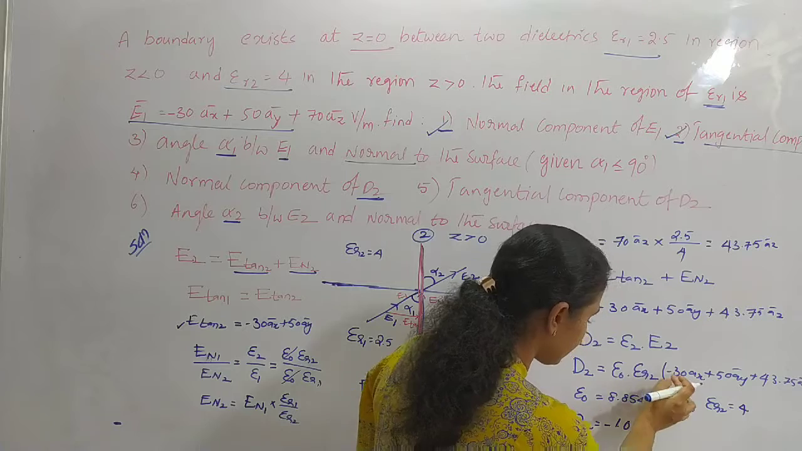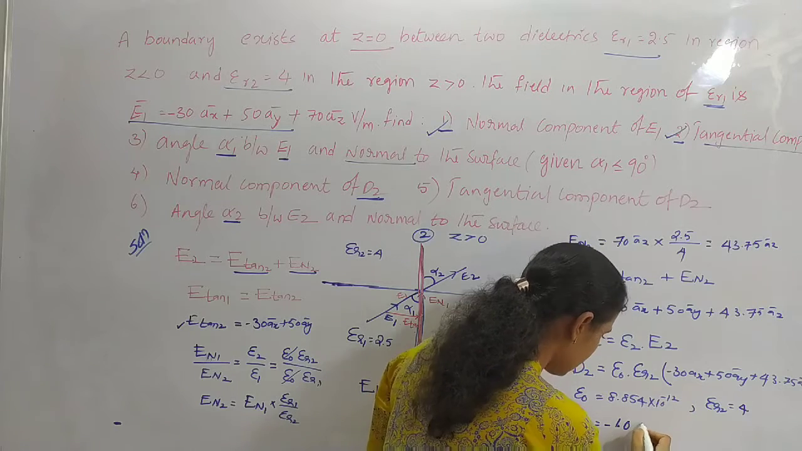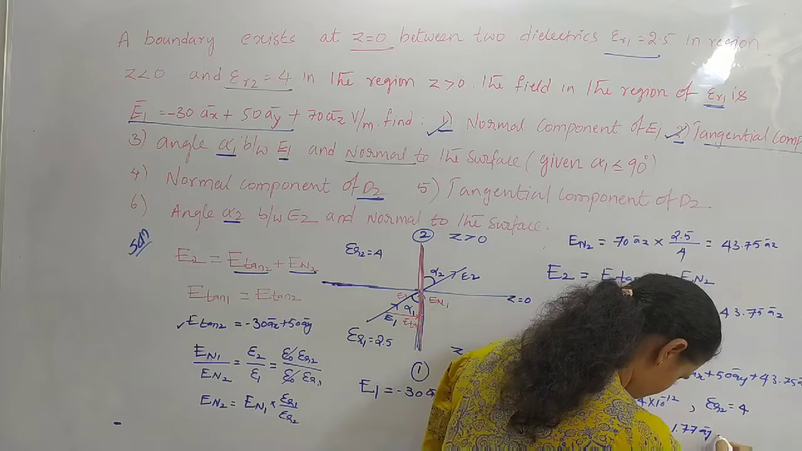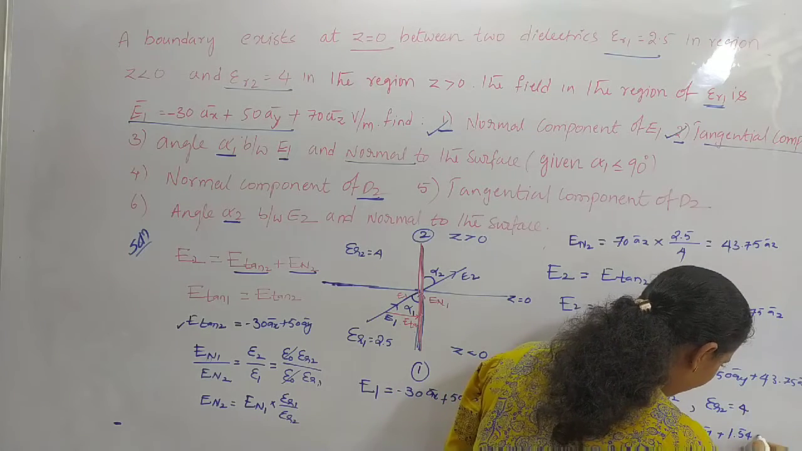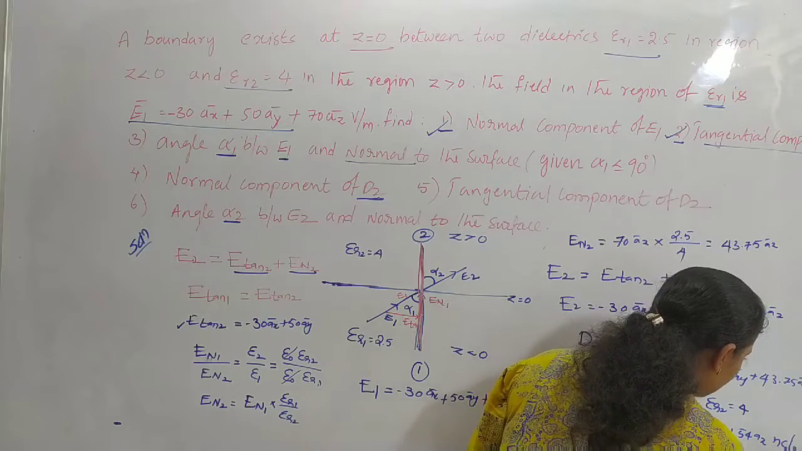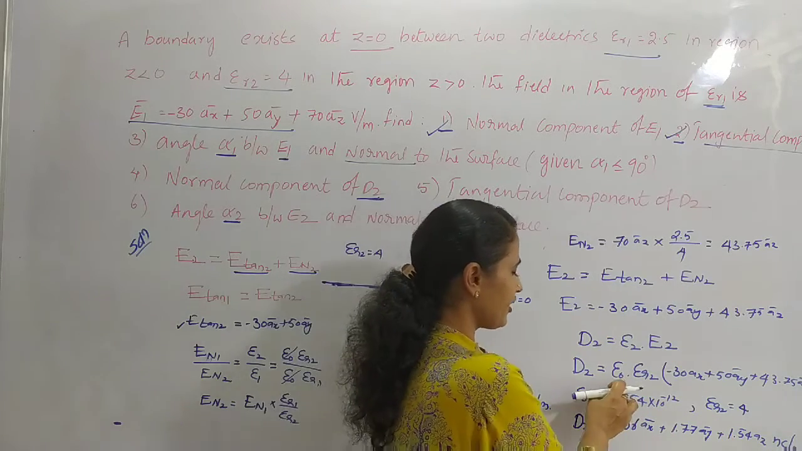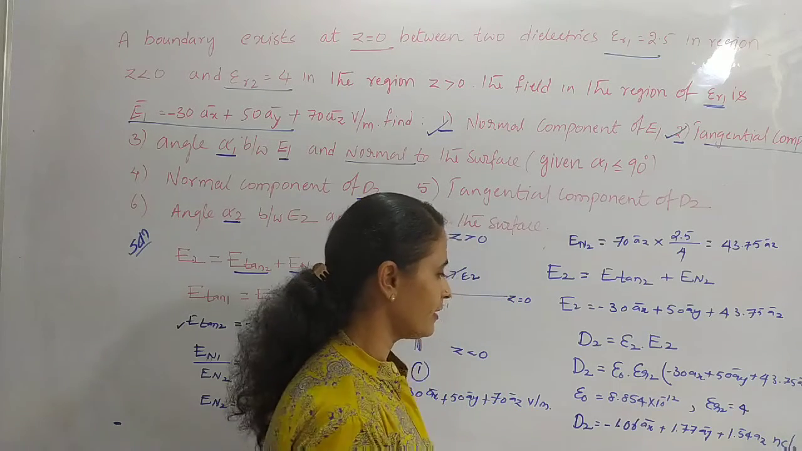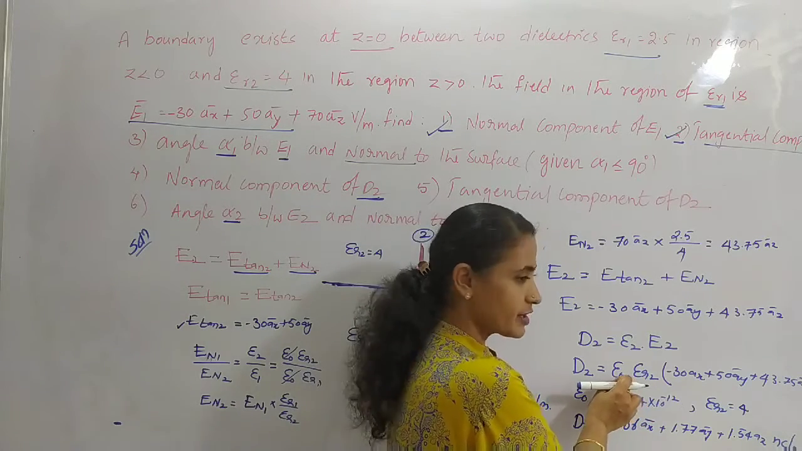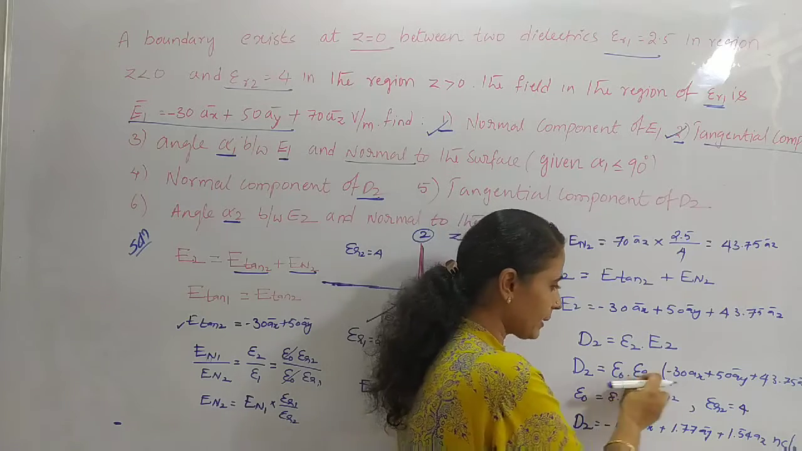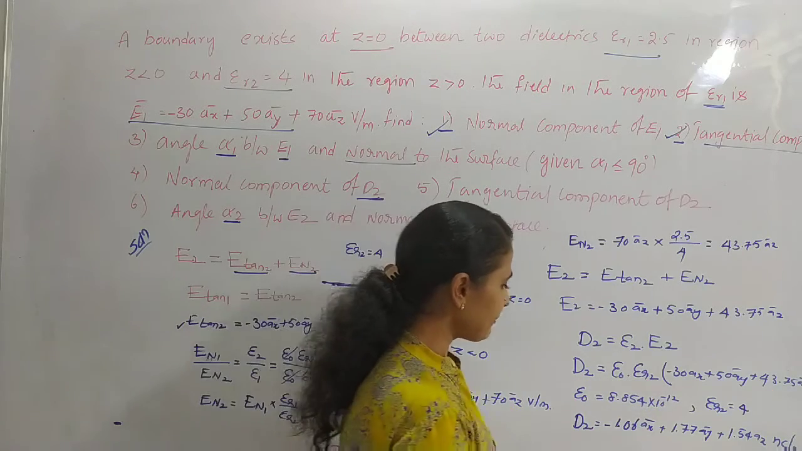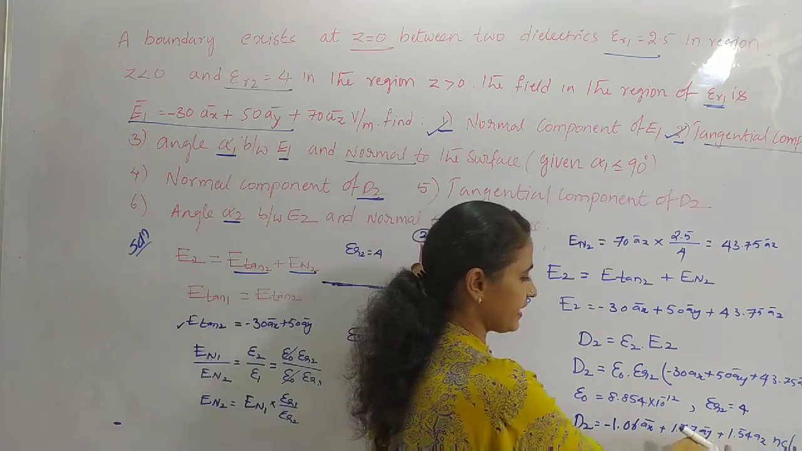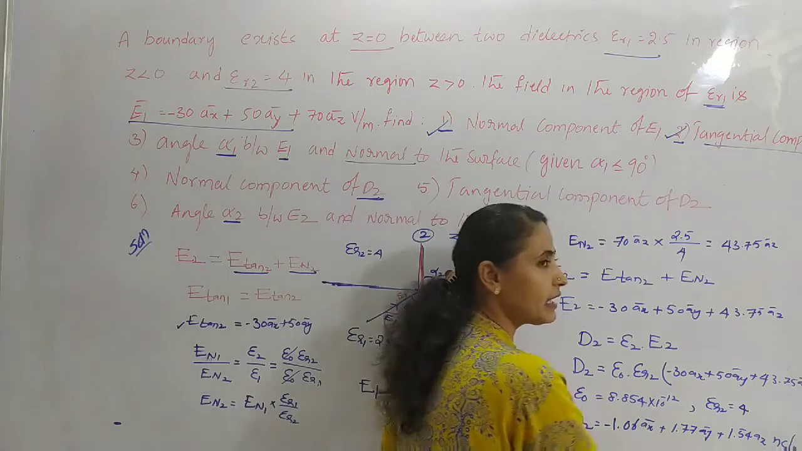minus 0.6, here it is a minus, no? Okay, minus 1.06 ax plus 1.77 ay plus 1.54 az nanocoulomb per meter square, 10 power minus 9, because here we are going to multiply with epsilon naught, whose value is 10 raised to minus 12. So writing the value of epsilon naught and epsilon r2, multiplying with this E2 and simplifying, you will be getting D2 as minus 1.06 ax and this value, nanocoulomb per meter square.